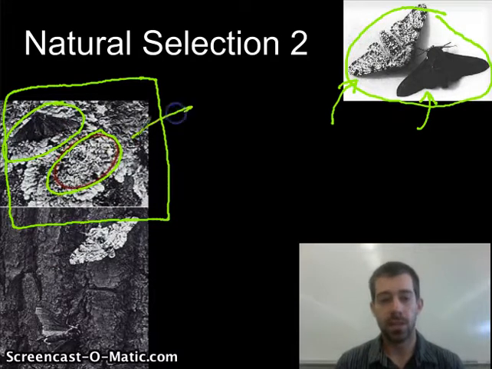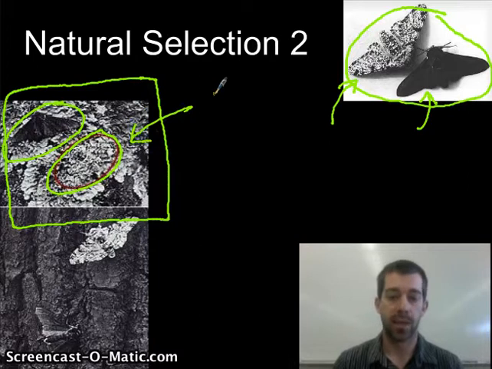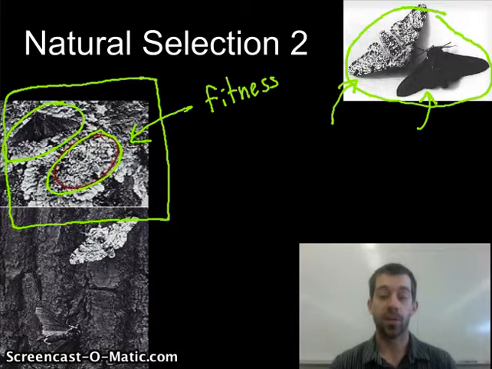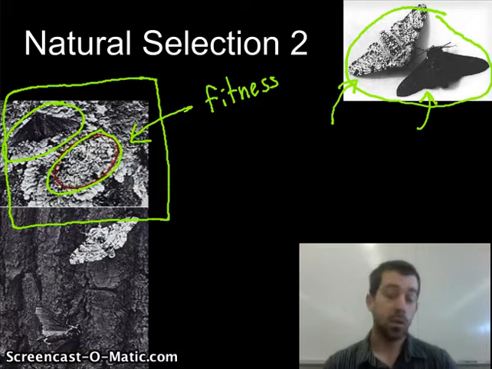And so that means that the white peppered moth has greater fitness because it is more likely to survive in the environment and also therefore more likely to reproduce, because you can't reproduce if you've been eaten. Now, that led to a much higher population of white peppered moths than black peppered moths, but both still existed.